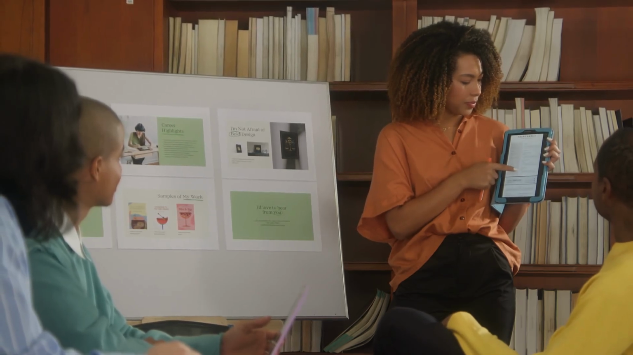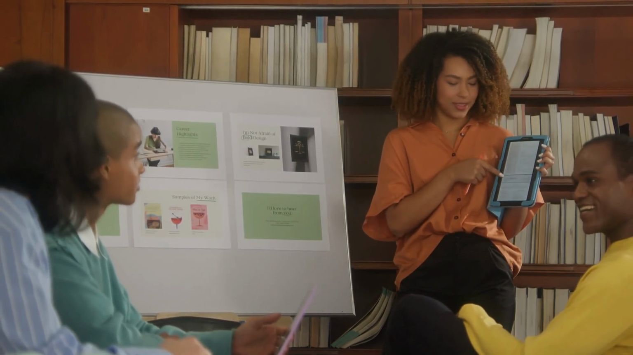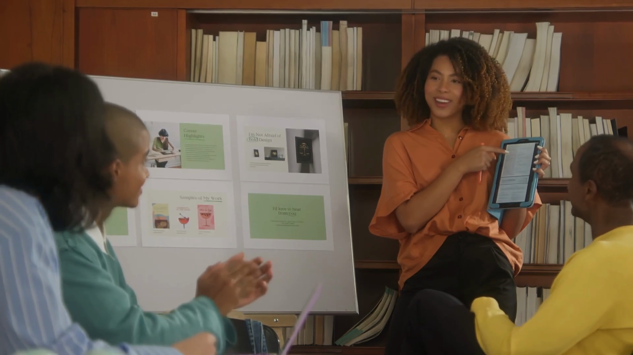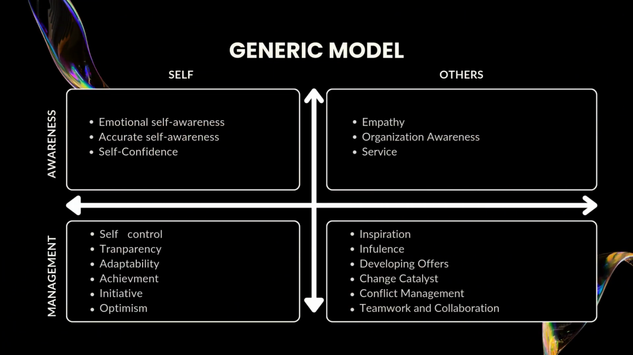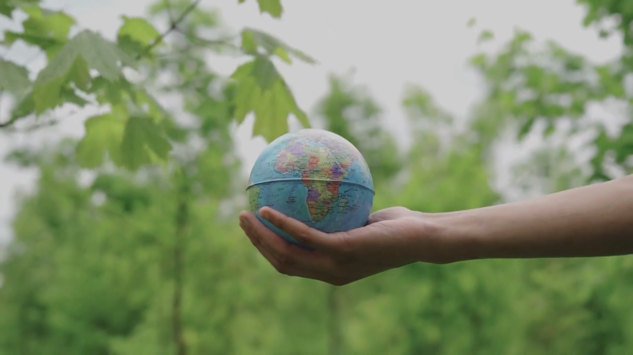Collaboration to define essential competencies through brainstorming, discussion, and ranking exercises to determine the most relevant attributes needed for effective performance. Third, the generic model by Goleman, which is the result of a 4-point cross consisting of management, awareness, self, and others. Awareness crossed with self results in emotional self-awareness, accurate self-awareness, and self-confidence, while awareness of others results in empathy, organizational awareness, and service.